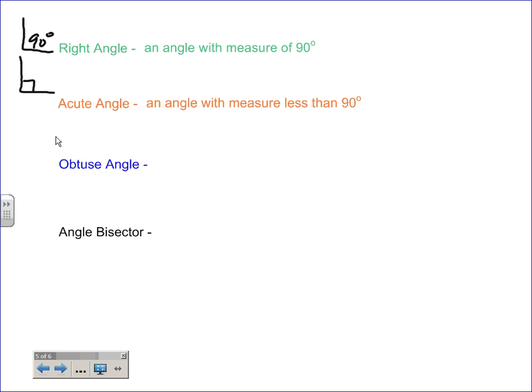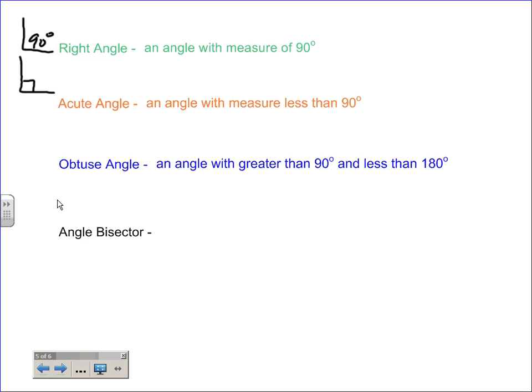Obtuse is one people tend to get pretty close, but not quite all the way to this one. Ooh, there it is. That's the one that most people forget. They forget that it has to be less than 180. Well, why less than 180? What's 180? Straight angle, very good. We talked about it earlier, right? Also sometimes referred to as a line.